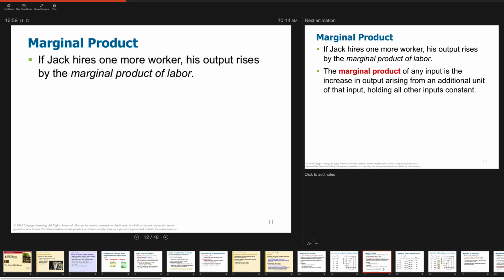All right. So when Jack hires one more worker, his output goes up by the marginal product of labor. Marginal product is the change. I'll let you just blindly copy that down before I explain what it means. Are you being sarcastic or do you actually want this? No, but I know people will continue to blindly copy it down.